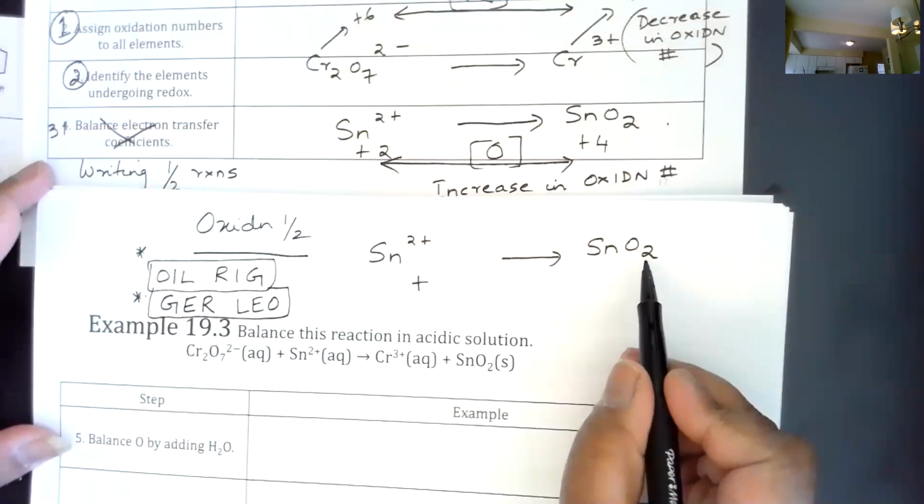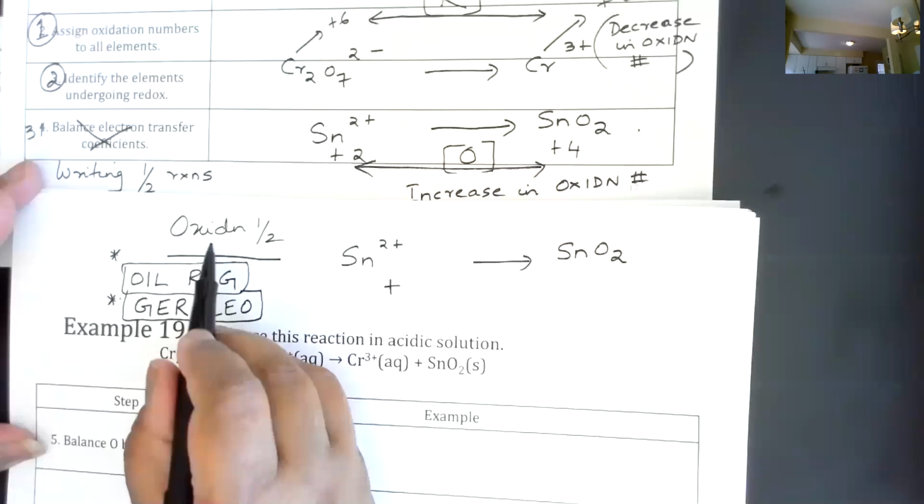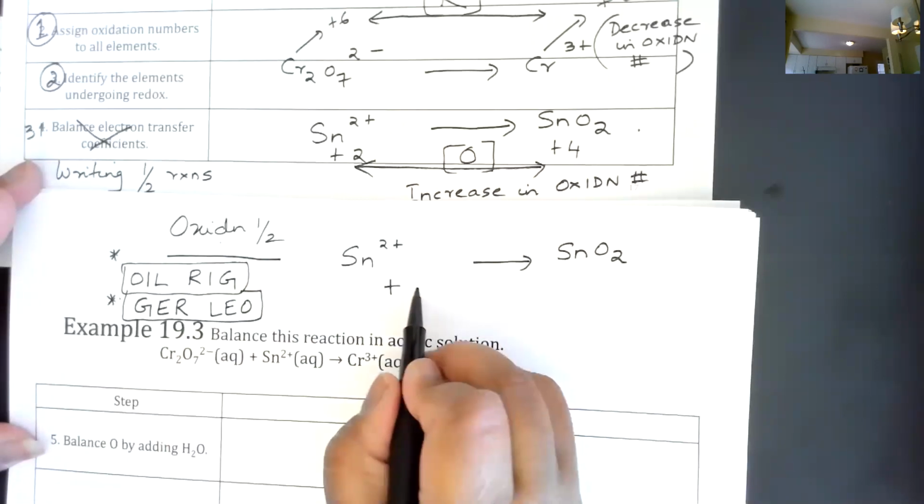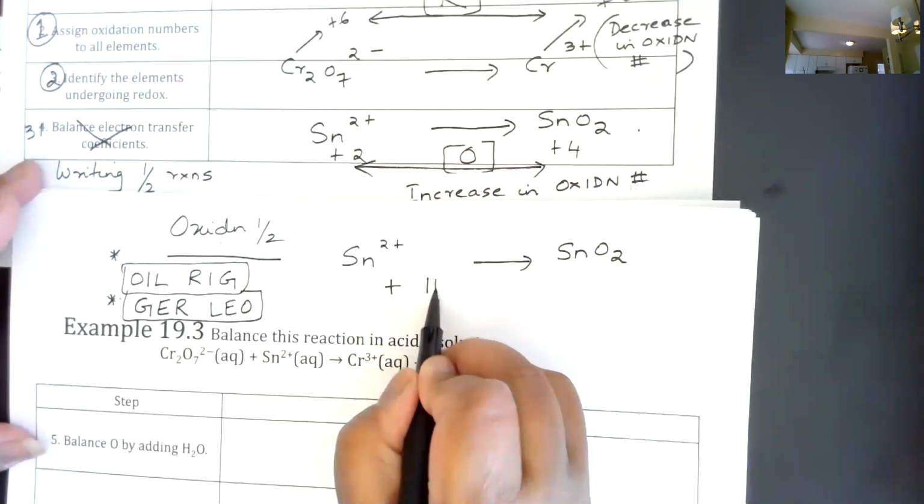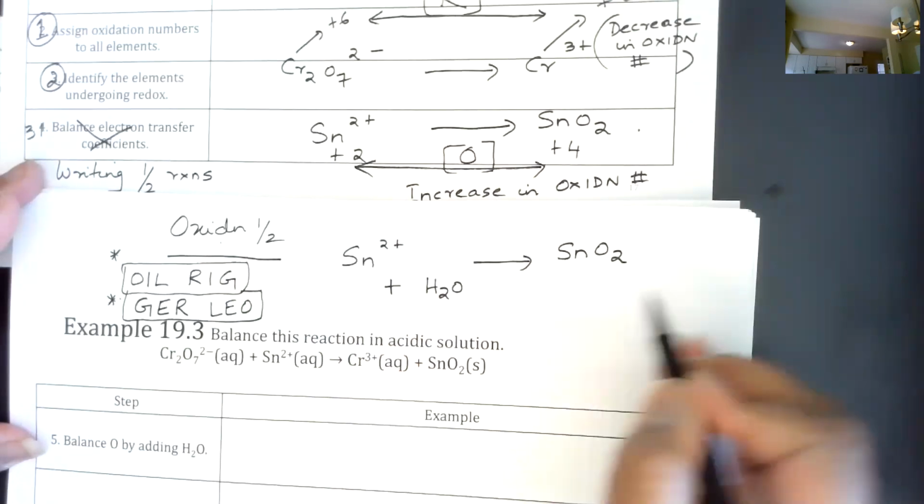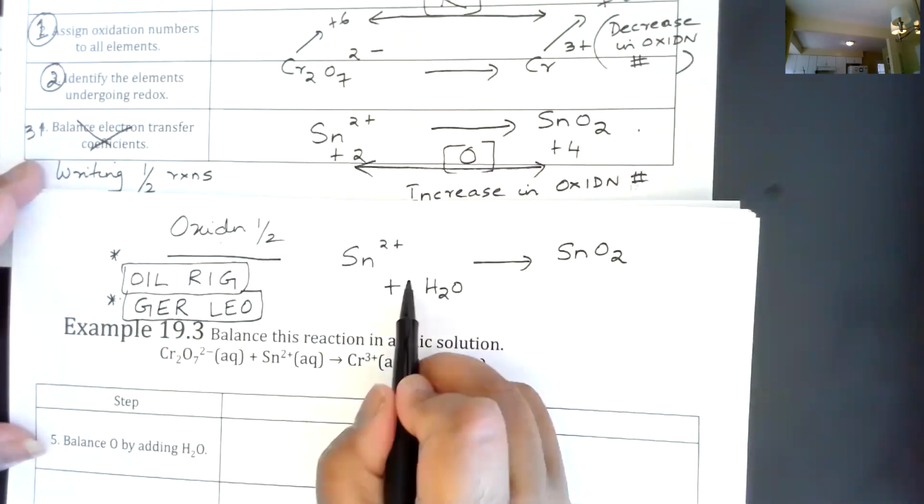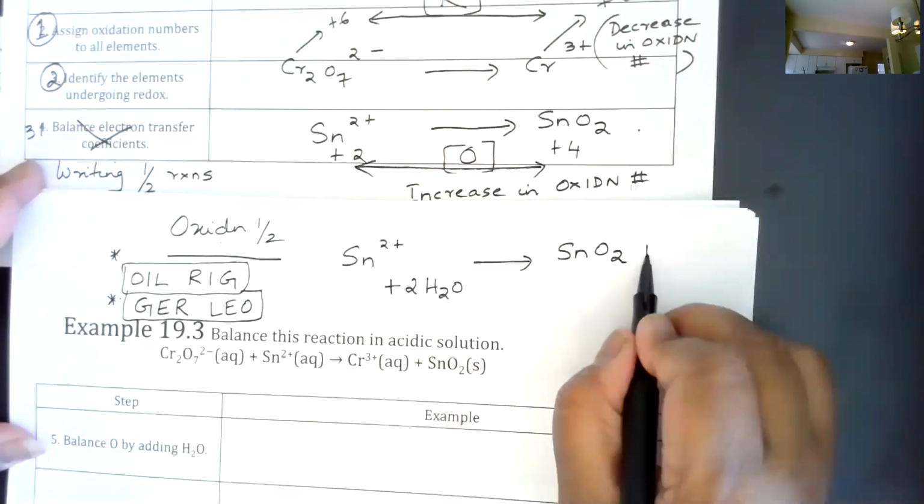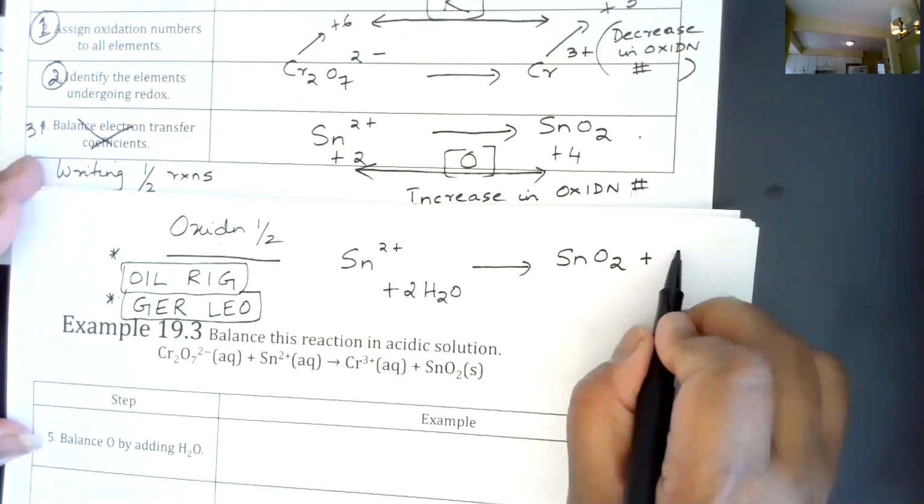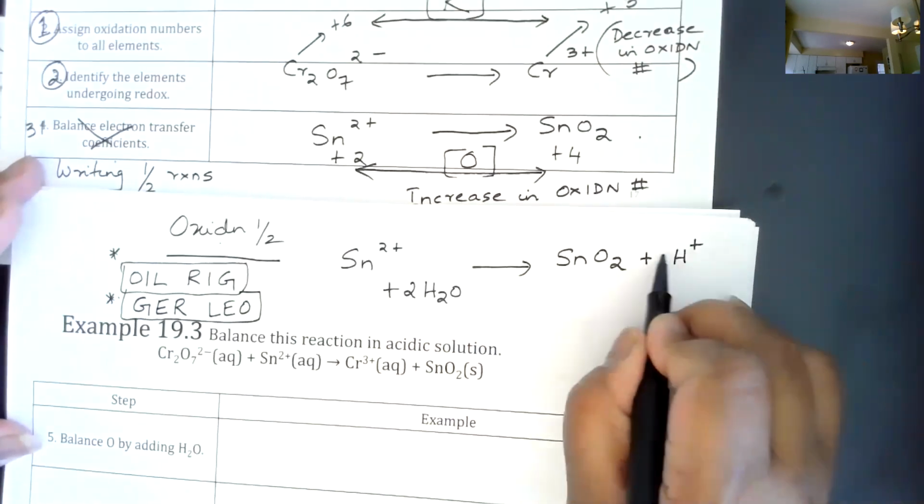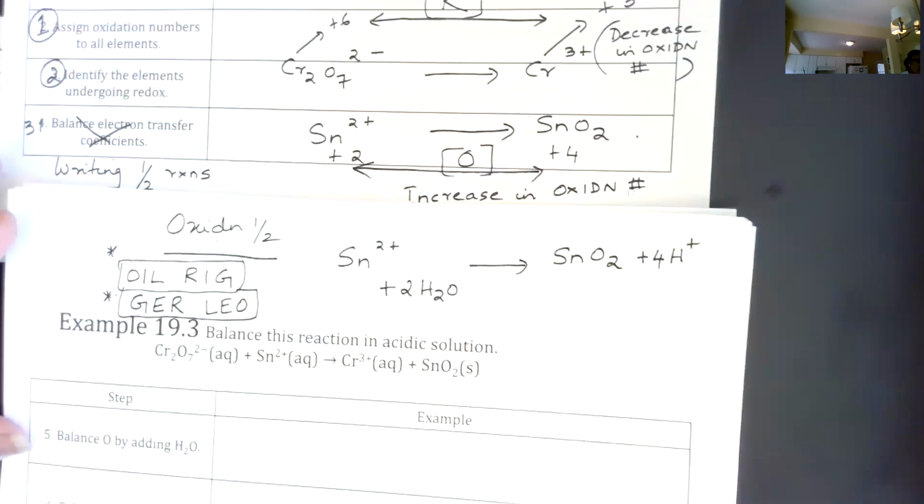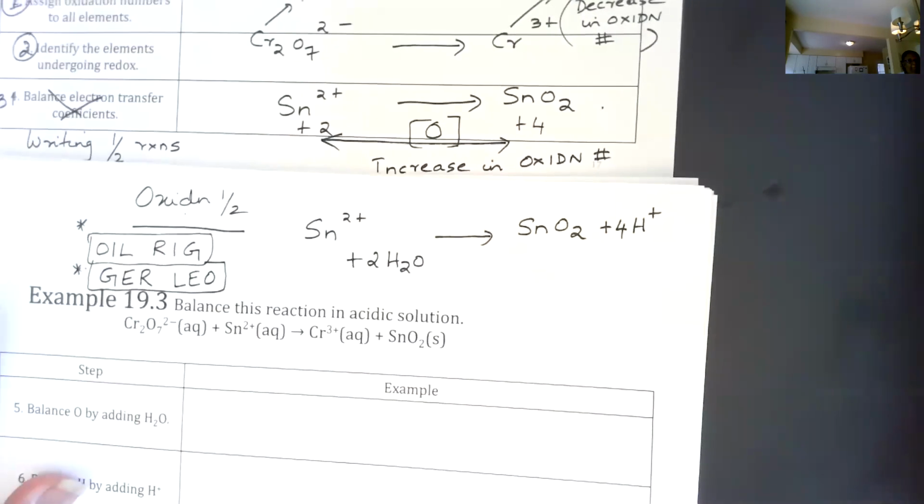So here you have extra oxygen. This is the oxidation half. So you add water on this side. And there are 2 oxygens, so 2 water molecules. And then I add H pluses on the other side, so 4 H pluses. Okay.